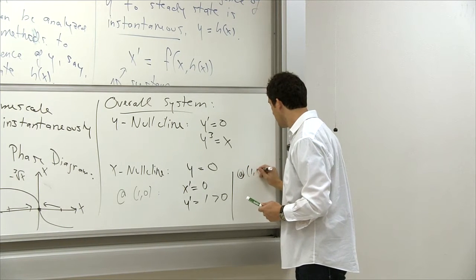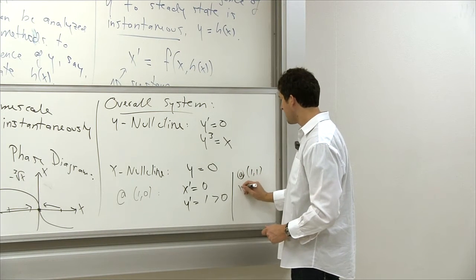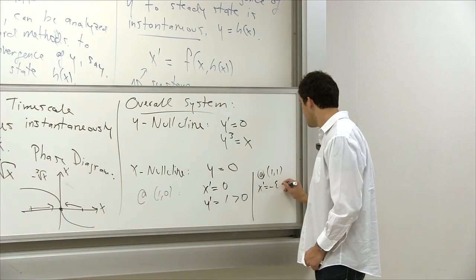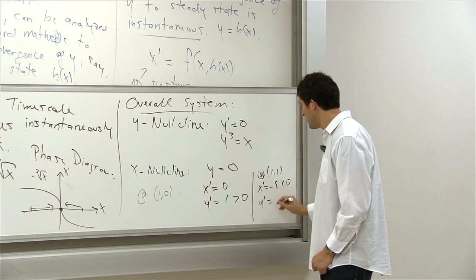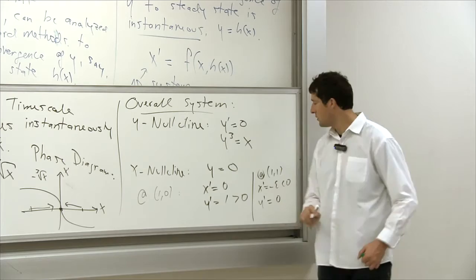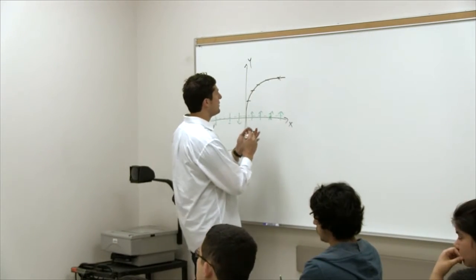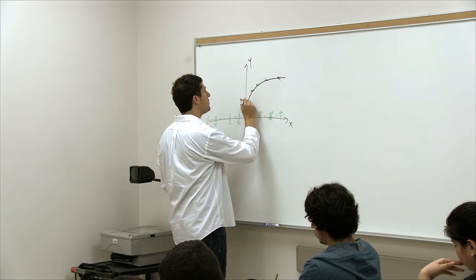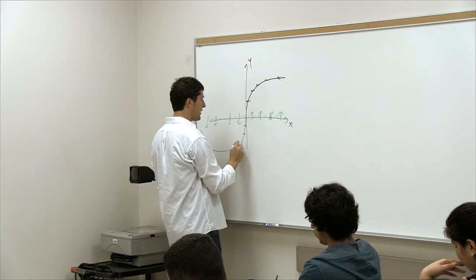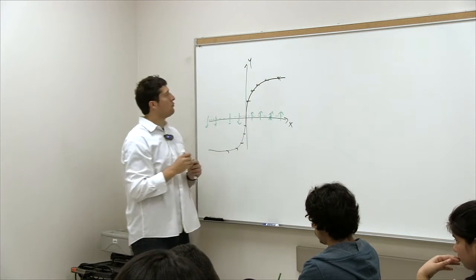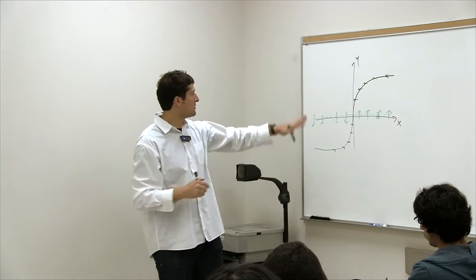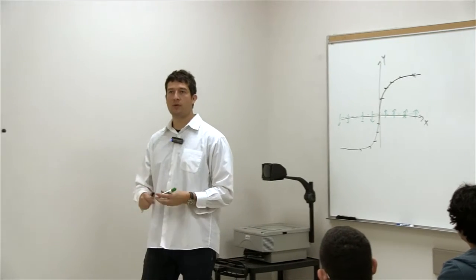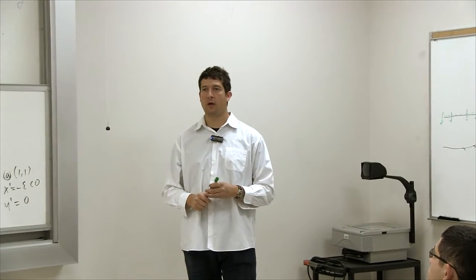At 1, 1, we got x prime equals minus epsilon, which is negative, and y prime equals 0. So we got arrows pointing this way, and this way, arrows pointing that way. Okay, but something that I also should incorporate into this analysis is that some of these arrows are actually much bigger than the others. Which arrows are small and which arrows are large?